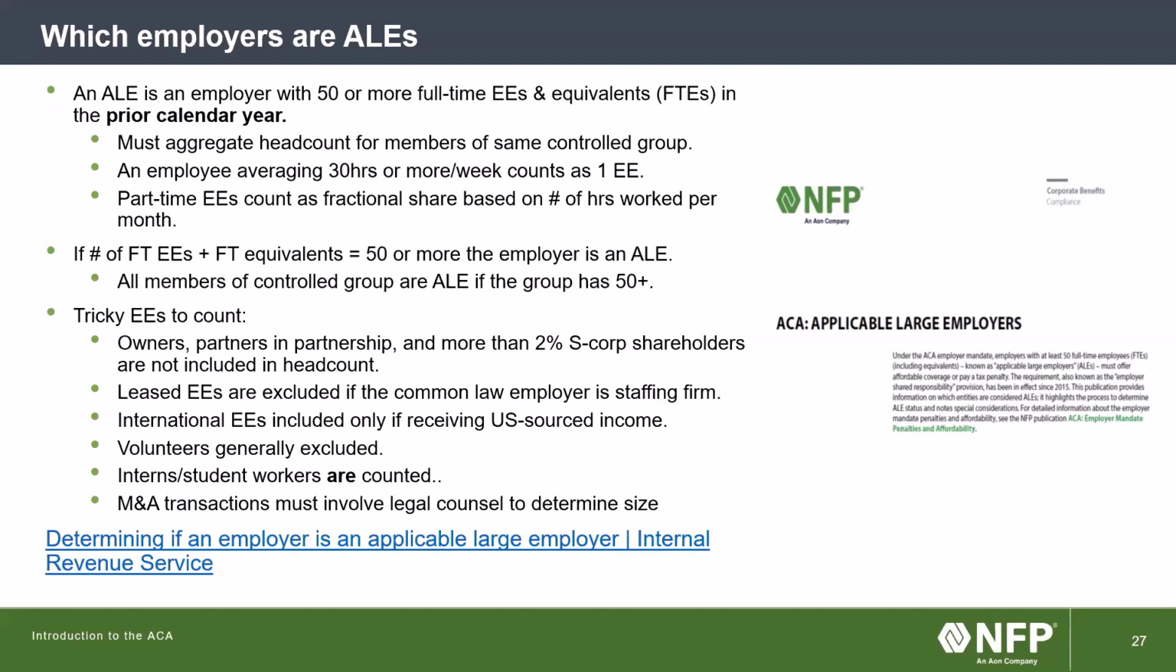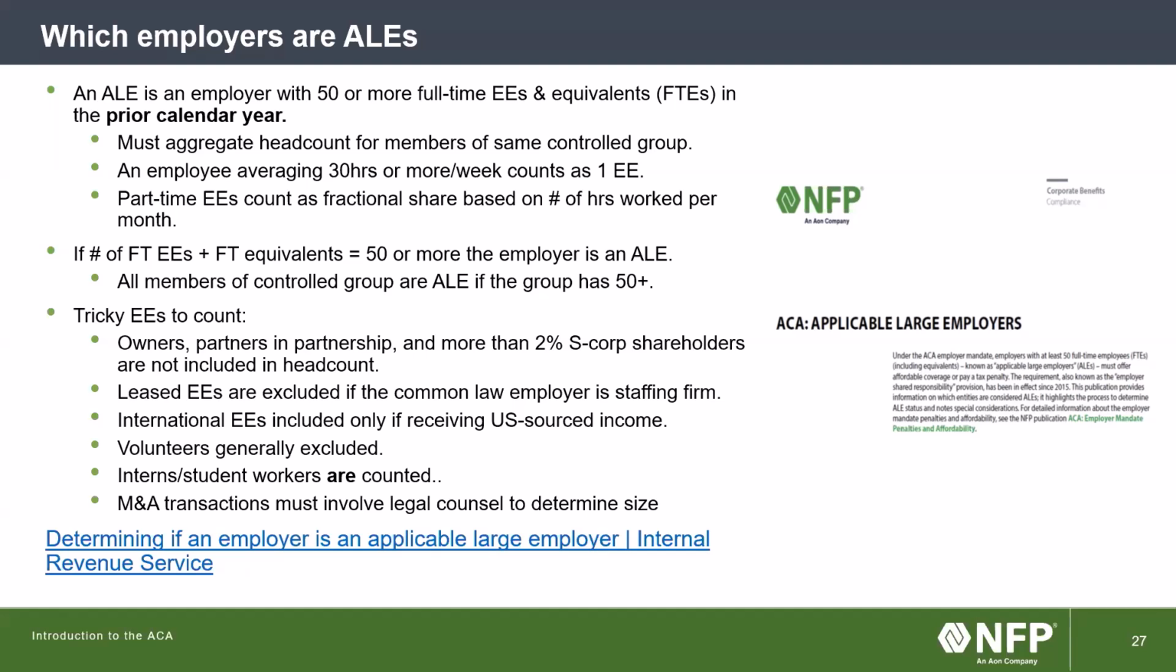Leased employees. So if you use a staffing firm and the staffing firm is considered the common law employer, they would count towards that staffing firm's headcount and not yours. International employees are only going to be included if they're receiving U.S. sourced income. Volunteers generally are excluded. Interns and student workers are counted, and we'll talk about this a little more on the next slide. But you can't just ignore them because they're an intern or a student worker.